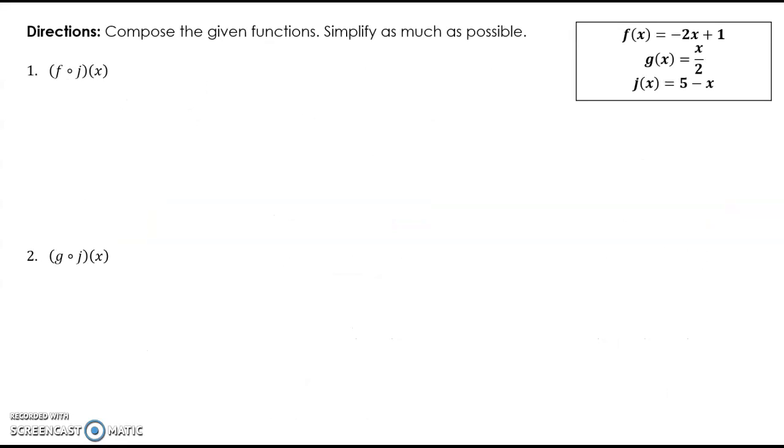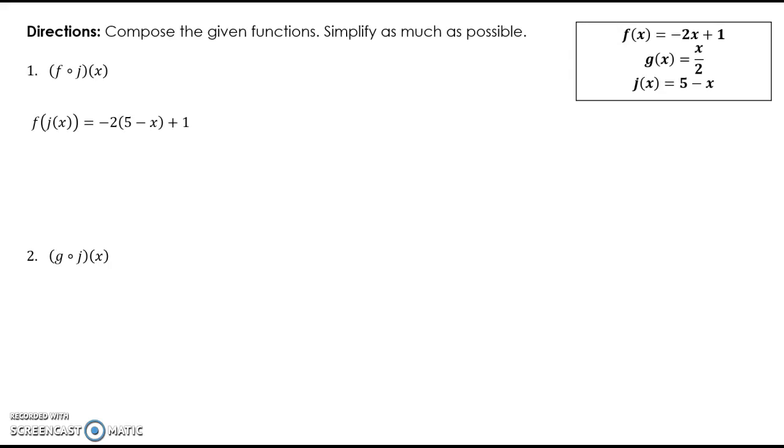All right, so let's try a couple more. So the first one, we have something that looks like f of j, or f o j. And remember, that's the same thing as the notation that we were using on the first slide. So that still means f of j of x. So up in the top right-hand corner, you have your three functions. So our function that we want to start out with is f of x, which is negative 2x plus 1. And for every x, we're going to input our j of x function. So in place of the x in f of x, we're going to substitute in 5 minus x.